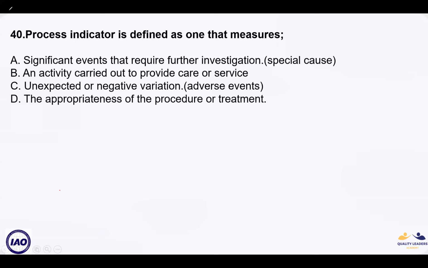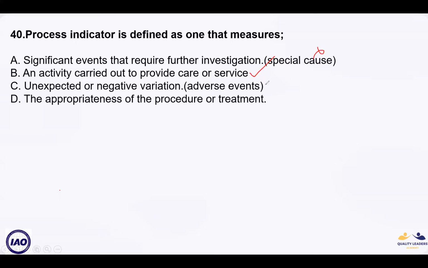Now, looking into the options: process indicator, a significant event that requires further investigation. This is a special cause event or a sentinel event, so this is not the right answer. An activity carried out to provide care or service. Yes, this does define the process. Unexpected or negative variation is more about an adverse event and not a process indicator. This is talking about outcome.